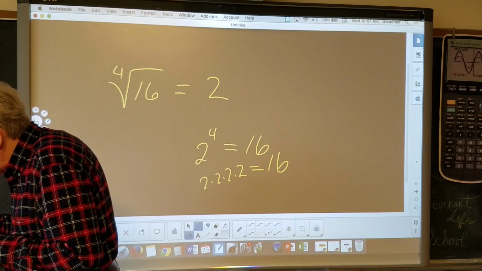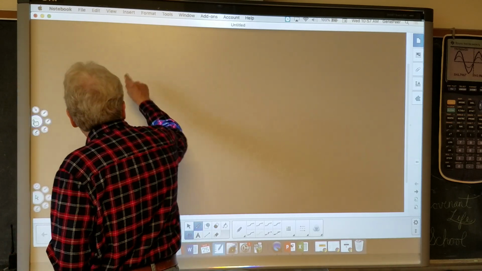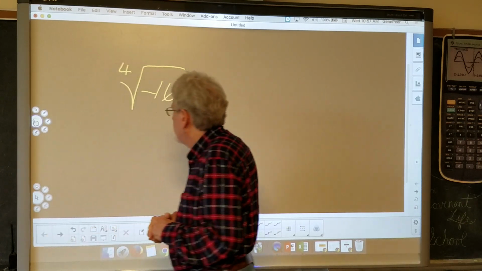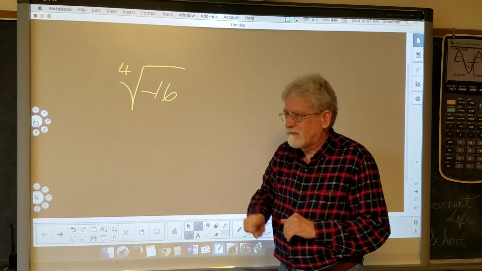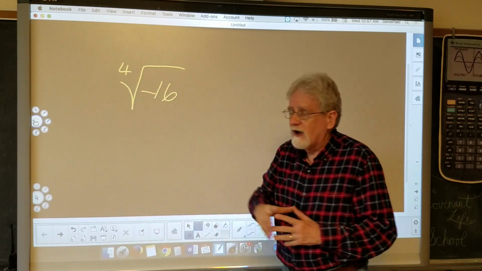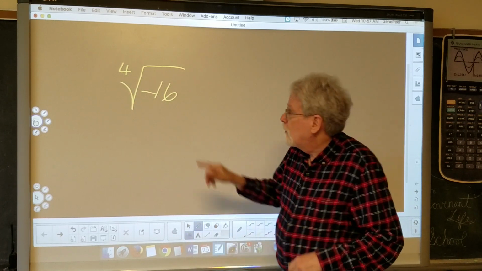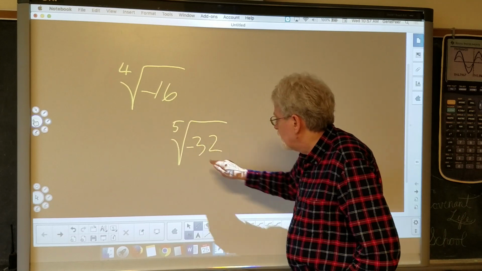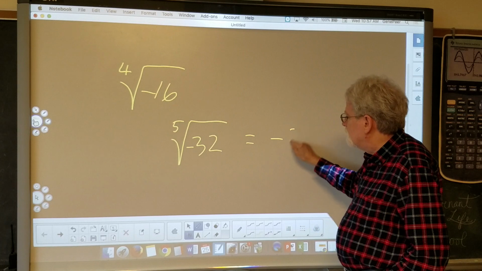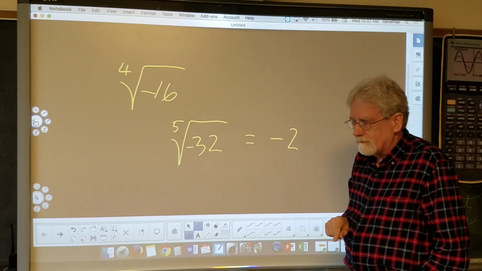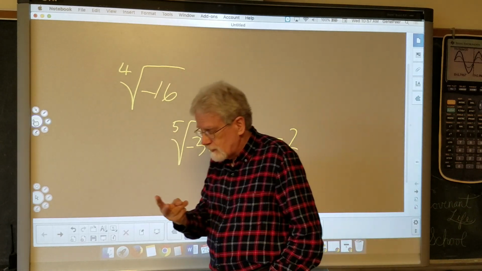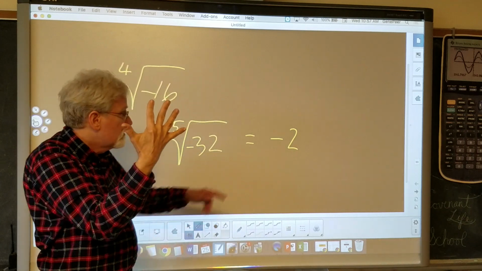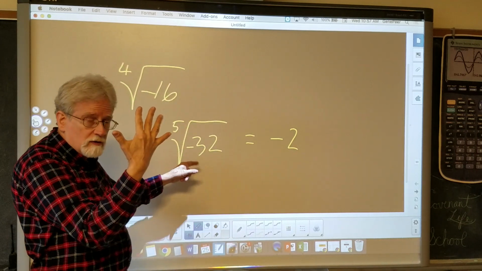All right, and once again, what's the 4th root of negative 16? There is no such thing. You can't take an even root of a negative number. But you can take an odd root of a negative number. This would be negative 2, because negative 2 times negative 2 times negative 2 times negative 2 times negative 2 is negative 32. It works.